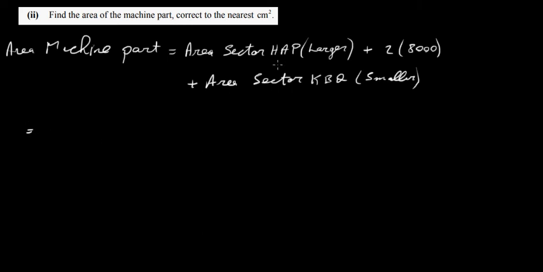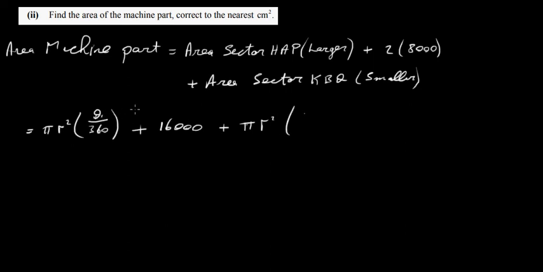Now the area of a sector of a circle is going to be pi r squared times the angle we're talking about over 360 degrees. We're talking about degrees here, so we're going to use the degrees formula rather than the radians formula. We've got our twice 8,000, which is 16,000, and we've also got the area of another sector here. That's also going to be pi times r squared, and again we've got another angle.